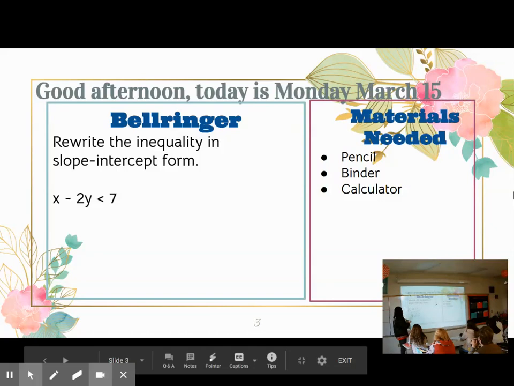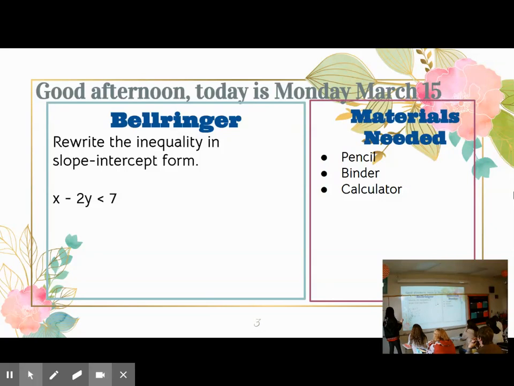You're good to go. I subtracted the x from both sides, so I got -2y is equal to negative x plus 7 divided by -2, and then I got y equals 1/2 x minus 3.5. Okay. Cody, tell us, do you agree or disagree?